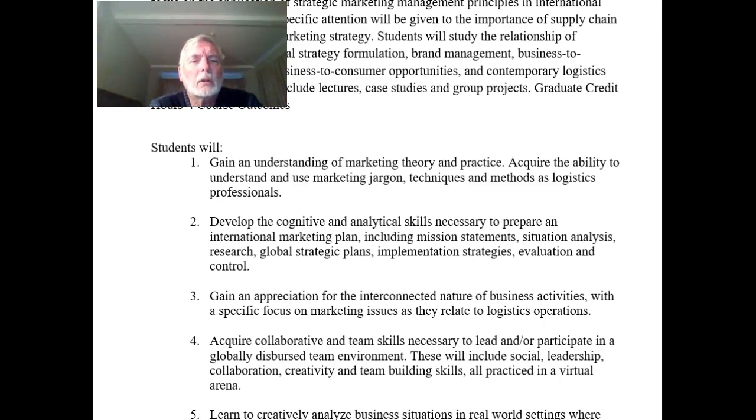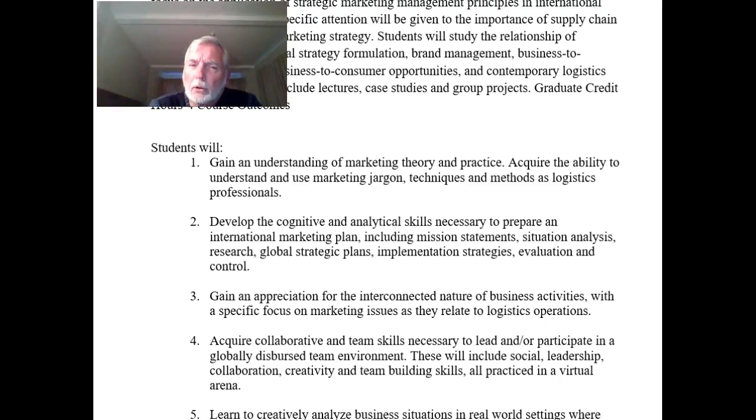So understanding jargon and being able to use marketing jargon is really important. Also the techniques and methods of marketing. So really kind of basic stuff there. I mean, that's not high level learning, but really important learning.